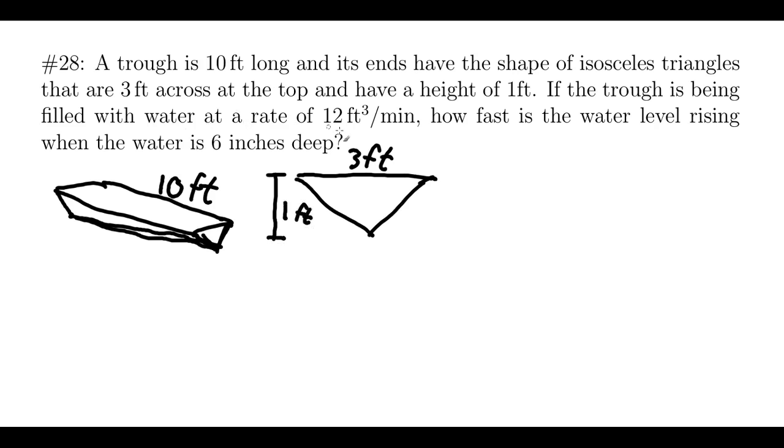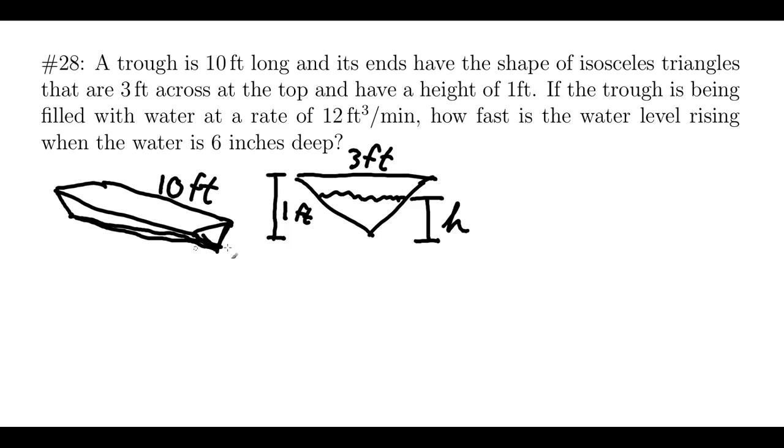It's being filled with water, so it is not currently full. There is some water level here that will vary, and let's call that height h. We're told that it is being filled with water at a particular rate, and we're asked how fast the water level is rising when the water is 6 inches deep. The rate given is a volume, so we know that we need to relate volume to height. So we have to work this out here.